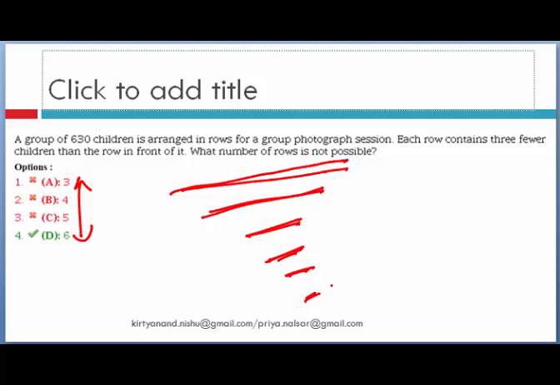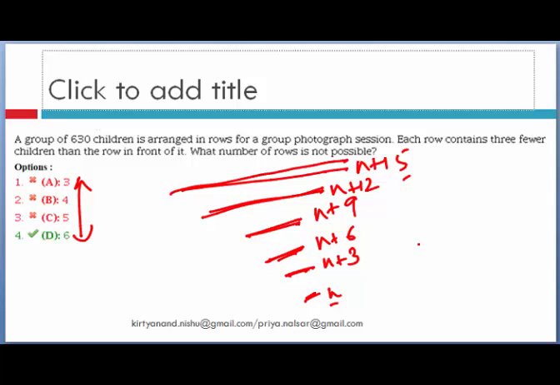So now imagine if the first row has n, the second row will have n plus 3, n plus 6, n plus 9, n plus 12, n plus 15. Because it says that every row in front has 3 fewer children. So if you start with n, every consequent row will have 3 more, 3 more, 3 more. Now a lot of you might start solving this question using arithmetic progression and all of that, get into the summation and squaring and finding out, which becomes very difficult.